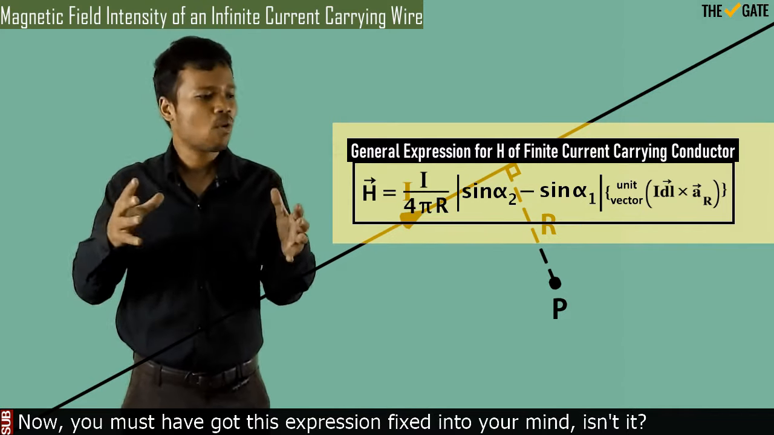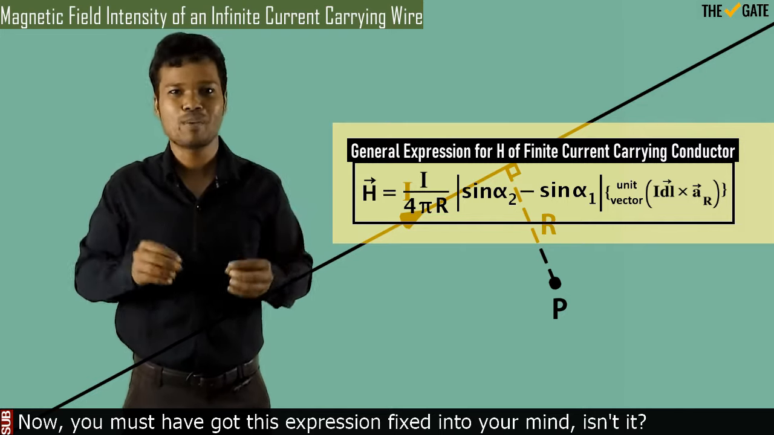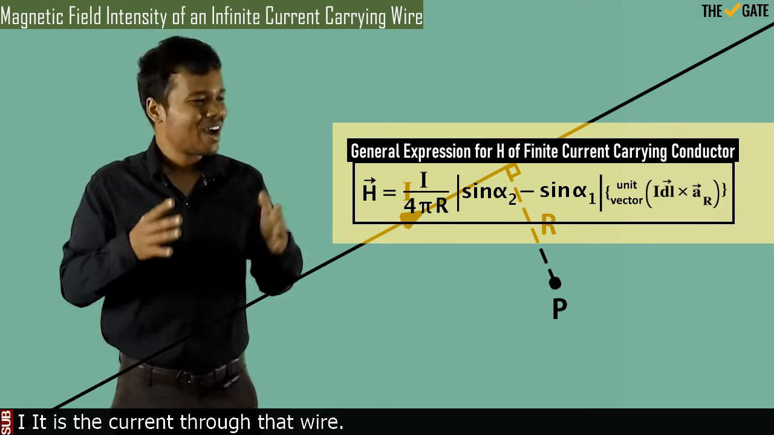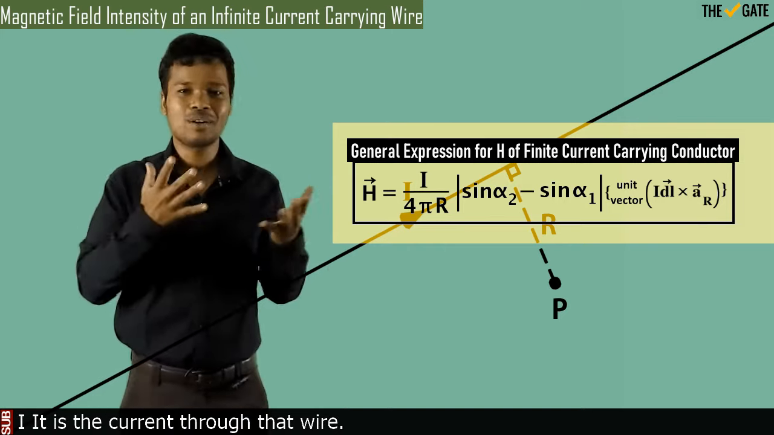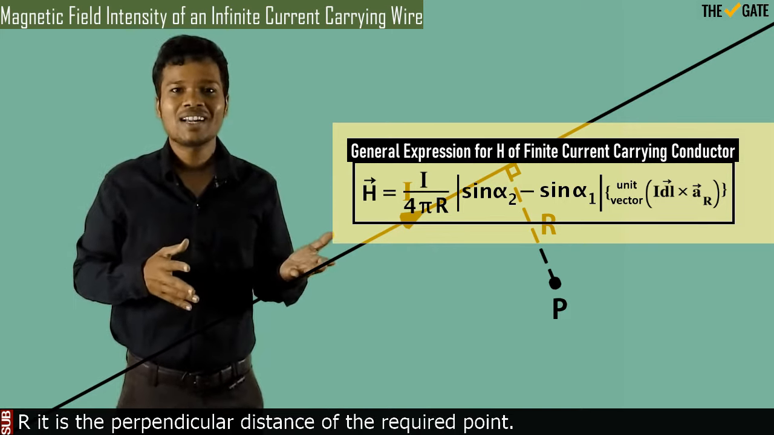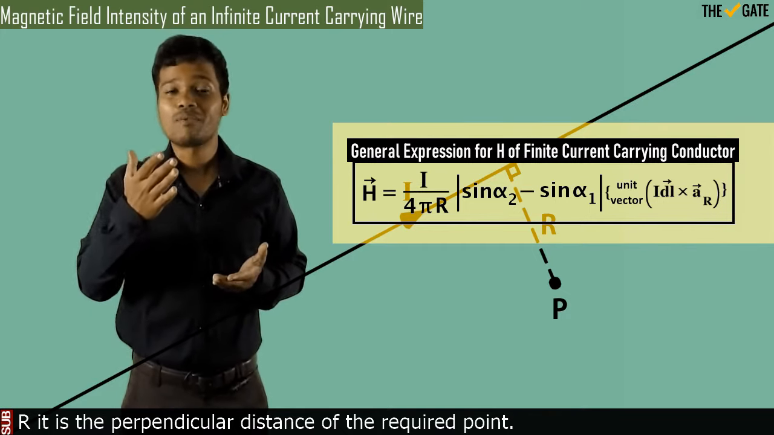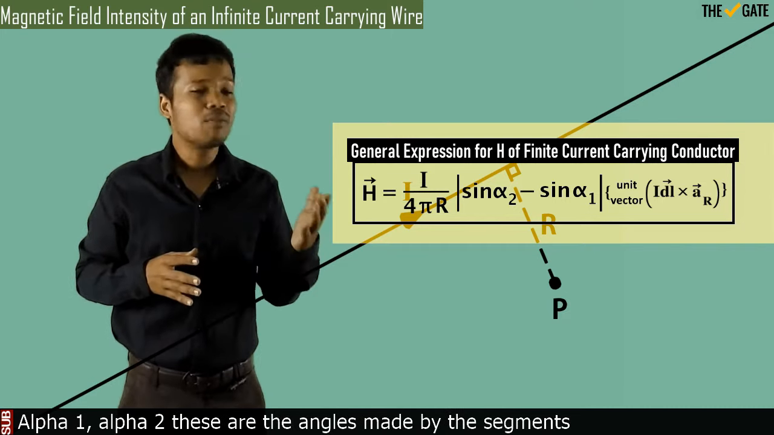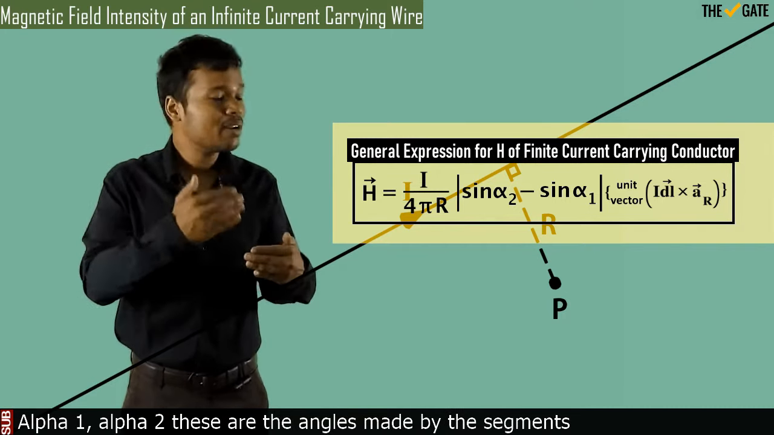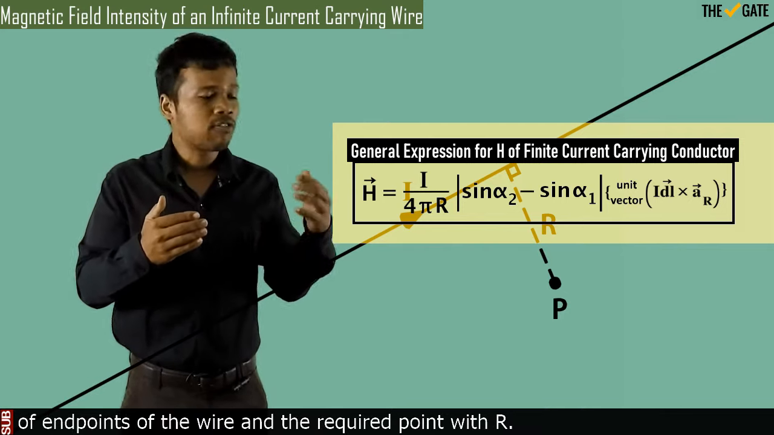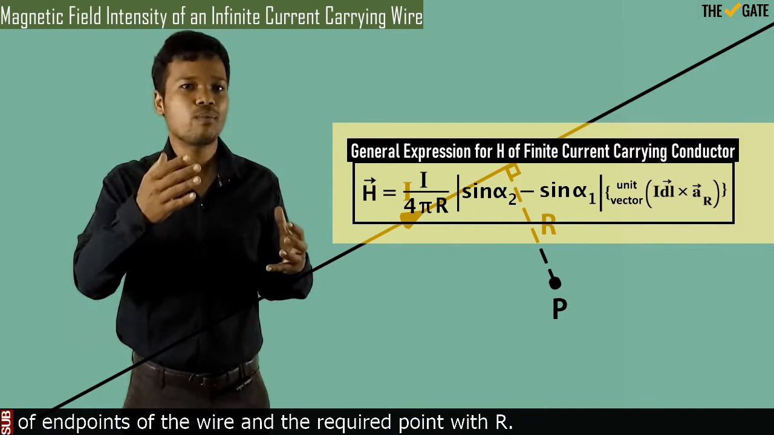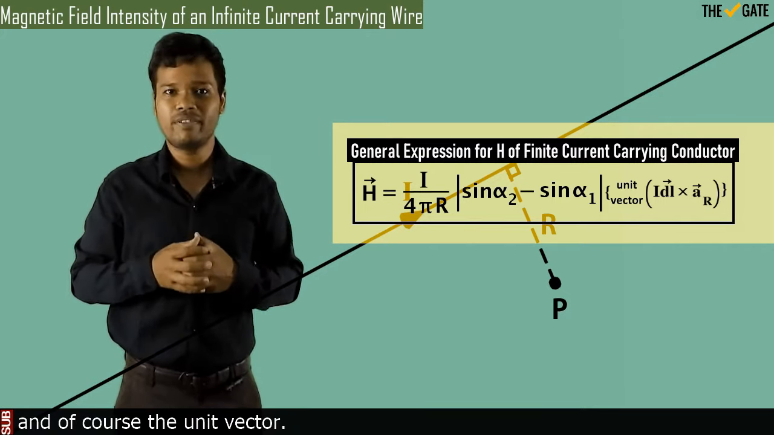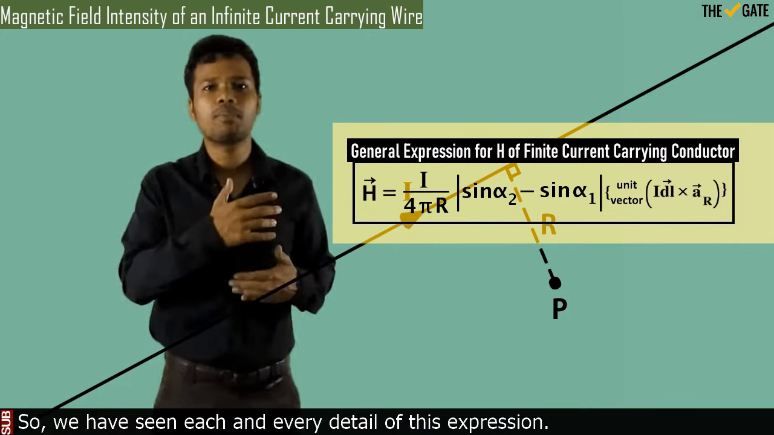Now you must have got this expression fixed into your mind, isn't it? We have utilized this many times before. I, it is the current through that wire. Capital R, it is the perpendicular distance of the required point. We have seen each and every term that is used in this expression. Alpha 1, alpha 2, these are the angles made by the segments of endpoints of the wire and the required point with capital R, and of course the unit vector. So we have seen each and every detail of this expression.